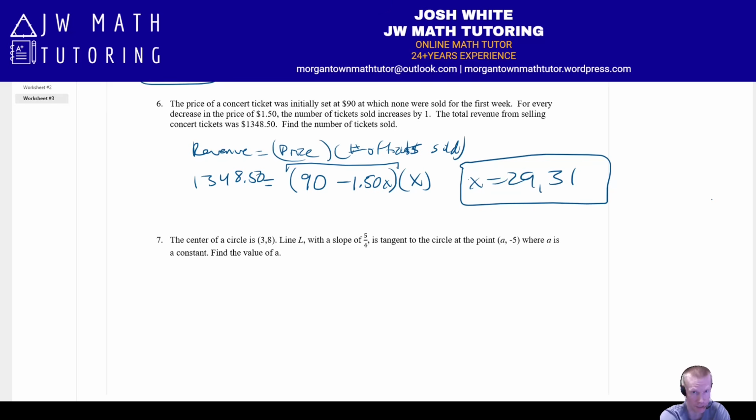This is the equation you set up. Basically, it's the starting price minus the decrease in price per ticket sold, whatever that dollar amount is, times x, which is the number of tickets sold. That's the price. And then multiplied by another x for the number of tickets sold, because the price of a ticket times the number of tickets is how you get your total revenue.